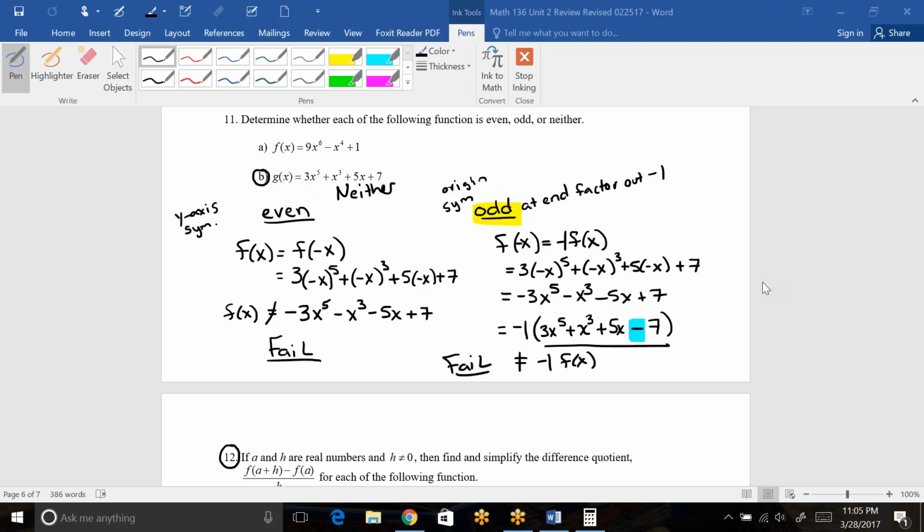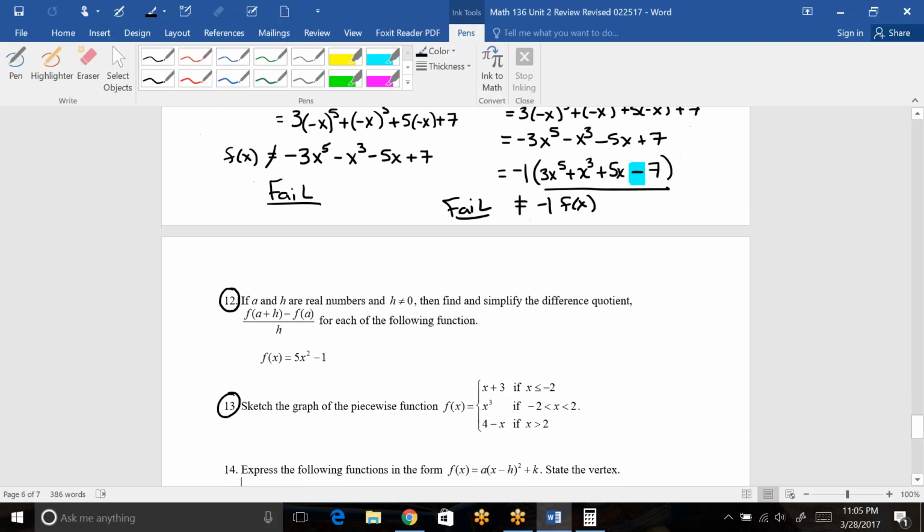And it's been a while since we did that because that was in section, I want to say 3.4. Okay, so let's scroll on down. We're almost done. We're looking at number 12 next.